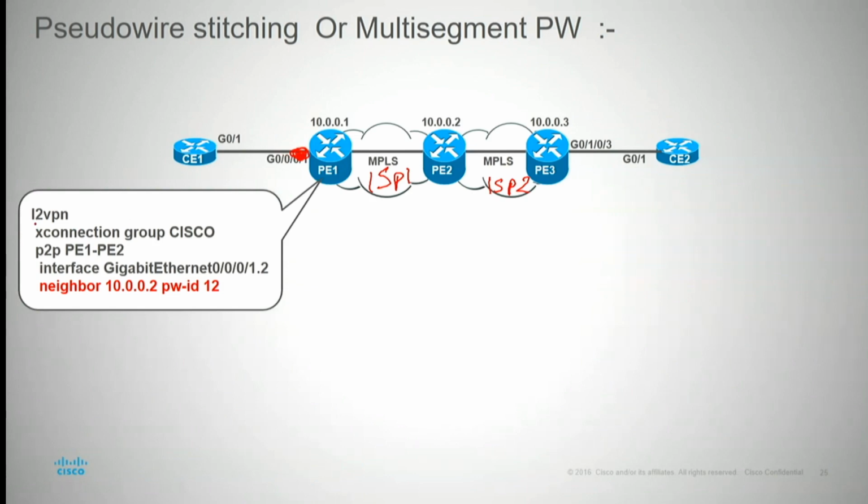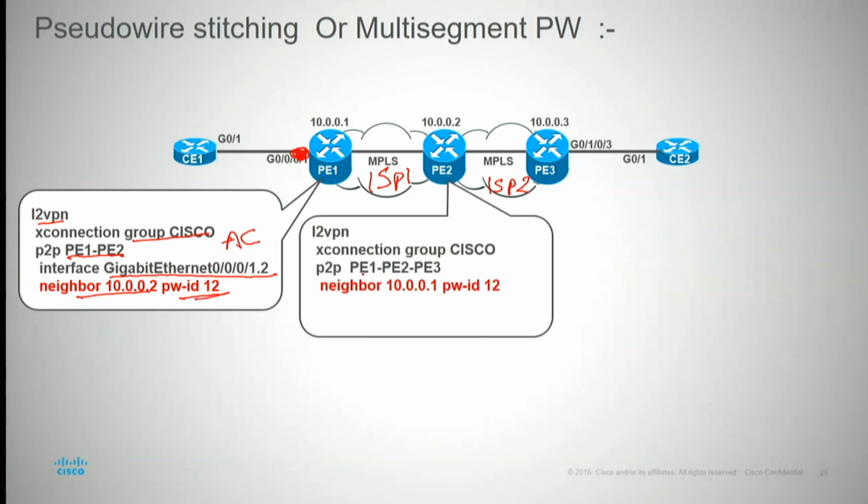So here it is L2VPN configuration, cross connect group Cisco, P2P is P2, PE1 to P2, and interface, this is attachment circuit interface, and this is neighbor. So I have given pseudo wire ID is 12. On PE2 I have defined the same configuration, neighbor is 10.1.1, pseudo wire ID is 12. So once we are done with this configuration, pseudo wire will be up between PE2 and PE1, that is pseudo wire 12.